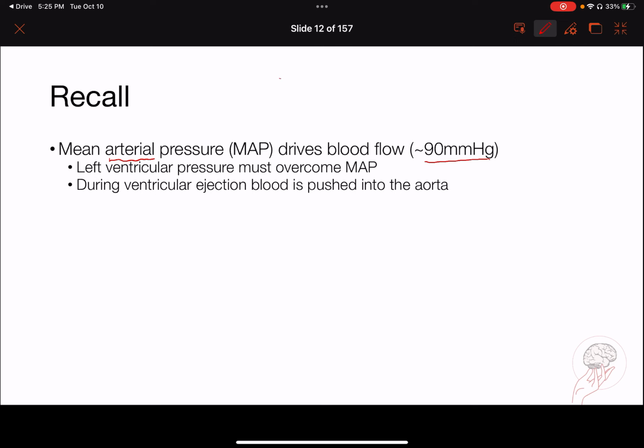So we have the heart, and the heart is attached to the artery. So the pressure in this artery is 90. So then to get the blood into the artery, it has to be greater than 90. That's why it goes up to 120. 120 is greater than 90, so the blood will go into the artery. If our heart is unable to overcome the mean arterial pressure, we can't pump blood out of it.